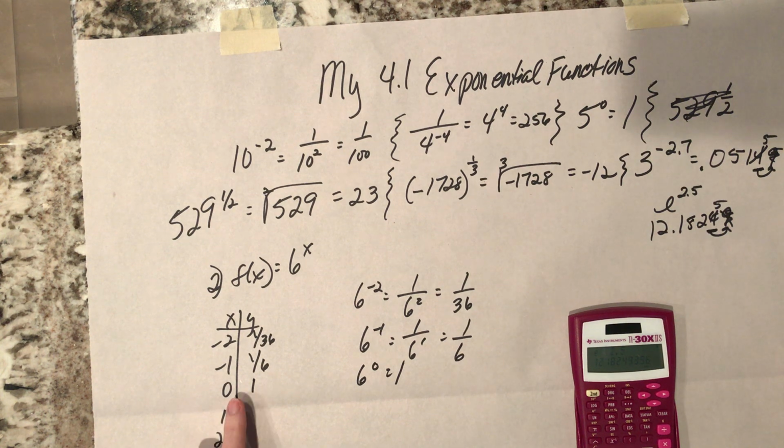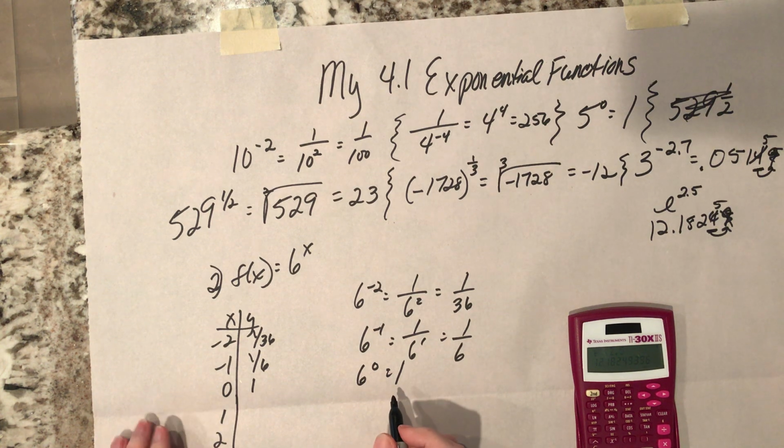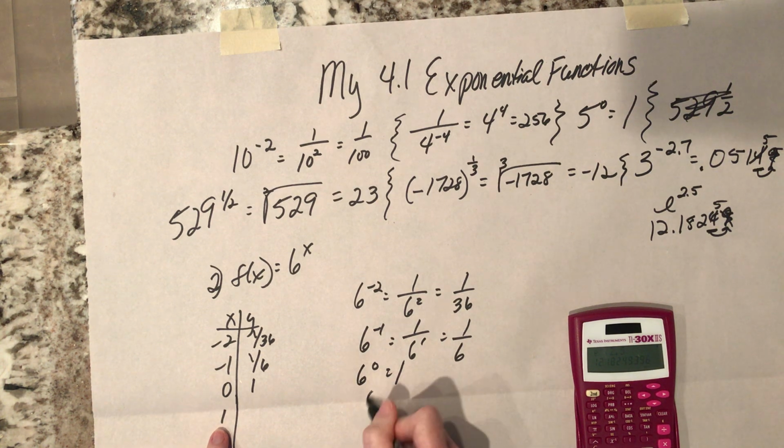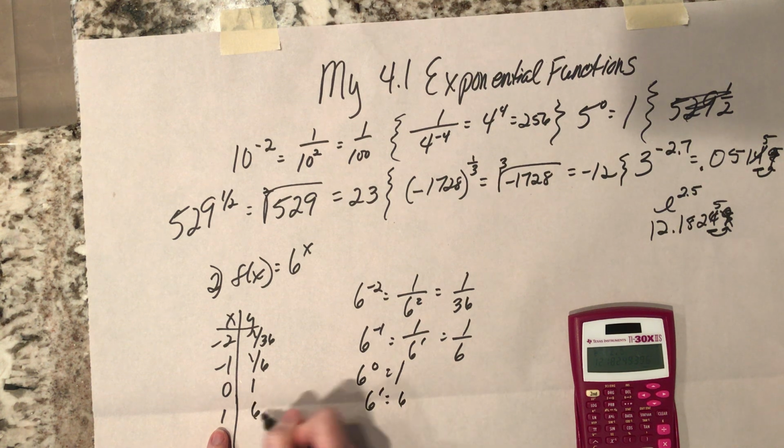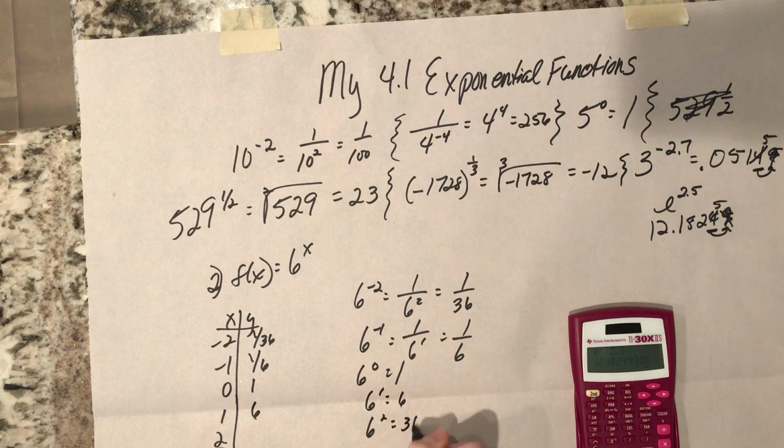And you know in these exponentials, we're going to have that anchor point, 0, 1, sort of the belly button of this parent function, of any function. 6 to the 1st power is just 6. And then 6 raised to the 2nd power is 36. Okay, let's look at that graph.